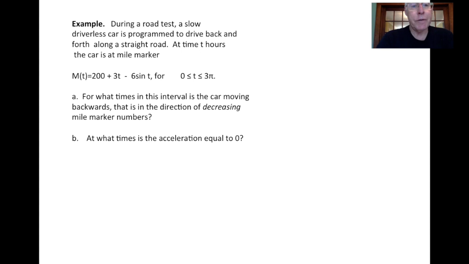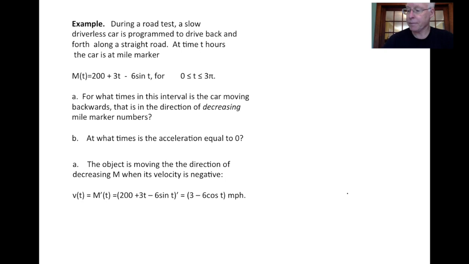Answer two questions. For what times in this interval is the car moving backwards, that is, in the direction of decreasing mile marker numbers? And at what times is the acceleration equal to 0? So the object is moving backwards, or in the direction of decreasing m, that is the mile markers are getting smaller, when the velocity is negative.